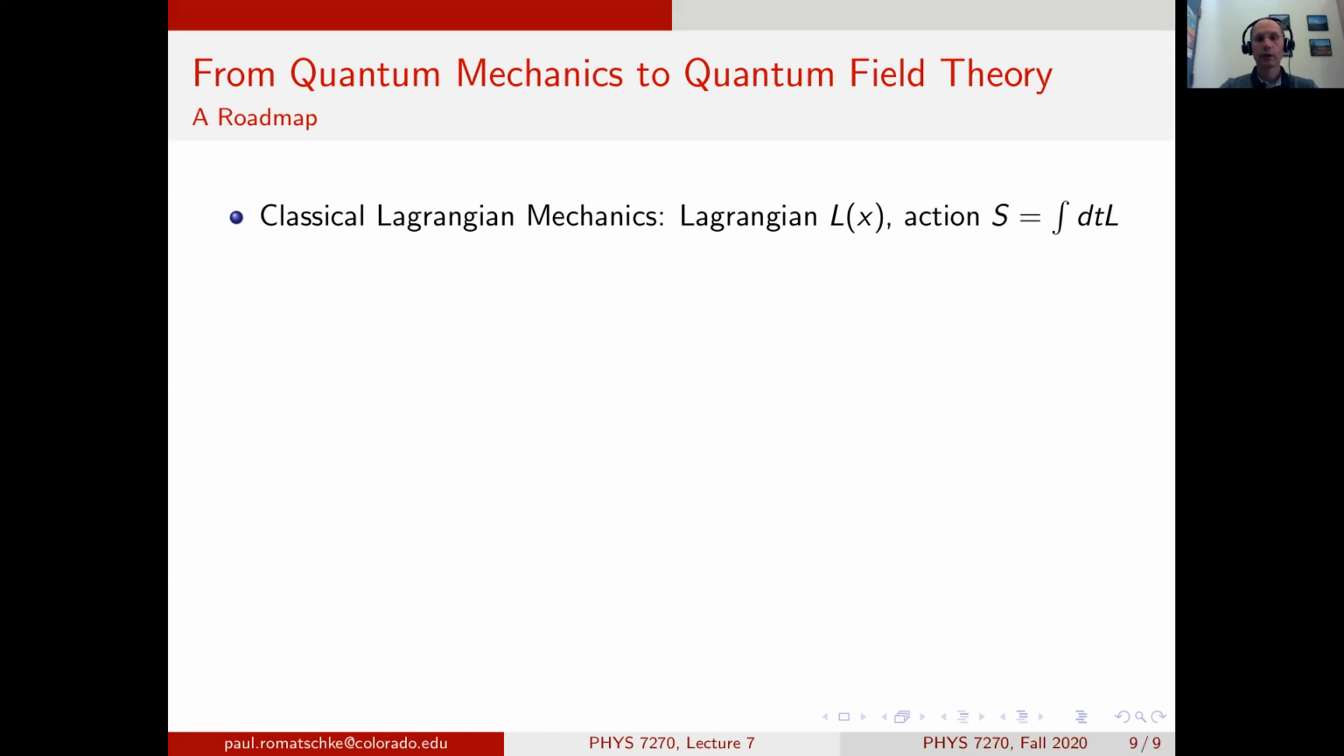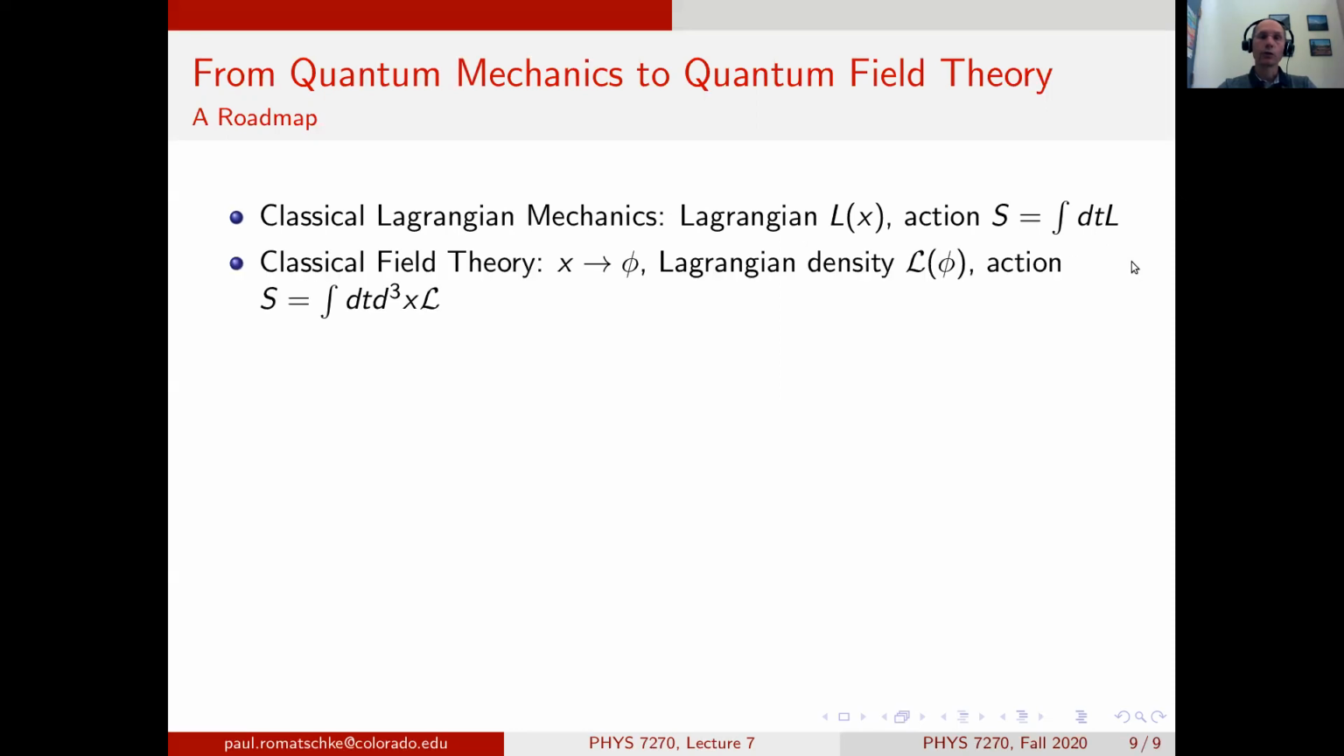To reiterate, for the setup of quantum mechanics as a path integral, what we used was classical Lagrangian mechanics, where we have a Lagrangian and an action that's just the integral over that Lagrangian. To go from classical point particles to fields, we will change the coordinates. So instead of having positions, we will talk about fields that depend on positions. As such, we don't have a Lagrangian, but we'll have a Lagrangian density, denoted by this calligraphic L. And we'll have an action that is given as a volume integral over this Lagrangian density.